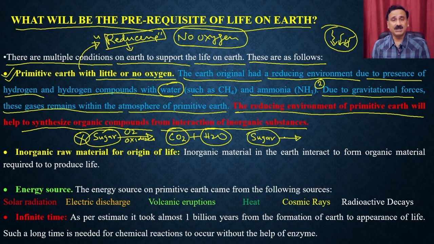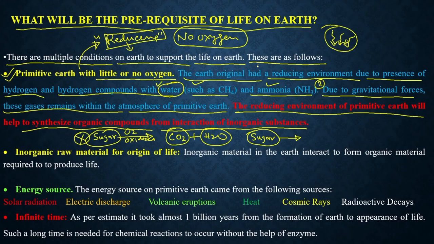So that was the major reason why life originated on the earth, because it has a reducing environment, and it also has the gravitational forces to hold the gases within the atmosphere of the primitive earth. So what are the materials you have? You have water, methane, ammonia, and all these molecules. All these are present as gases, because the temperature of the primitive earth is approximately 1000 degrees Celsius, so it always keeps water in the vapor form rather than liquid. And that's how the water can interact with the methane and ammonia and give you the organic compounds.